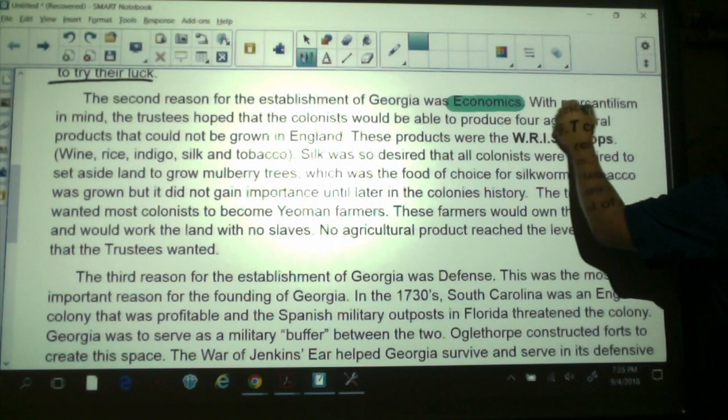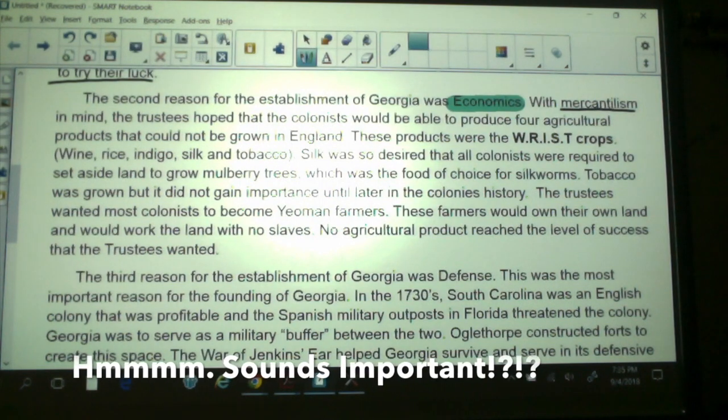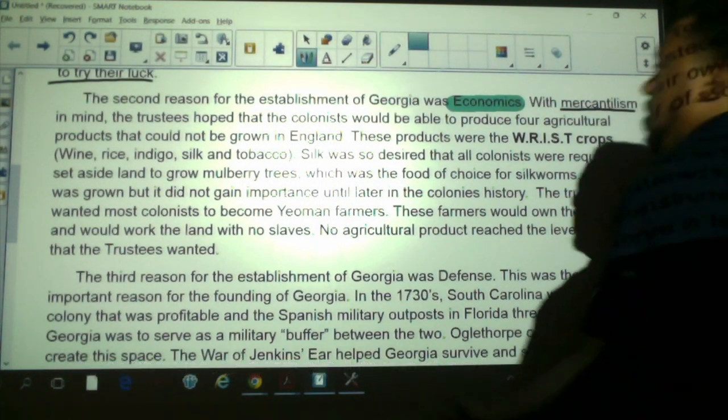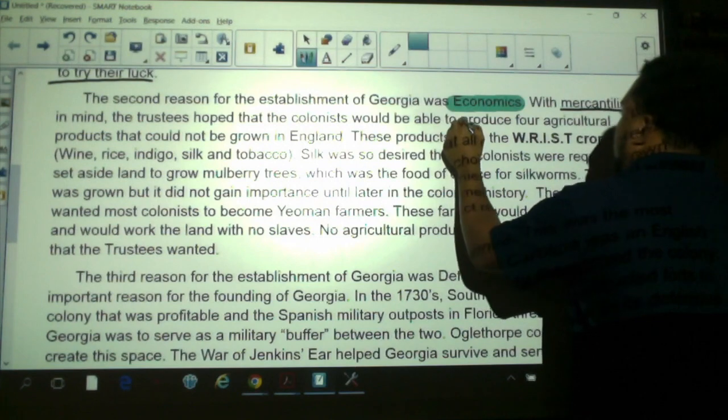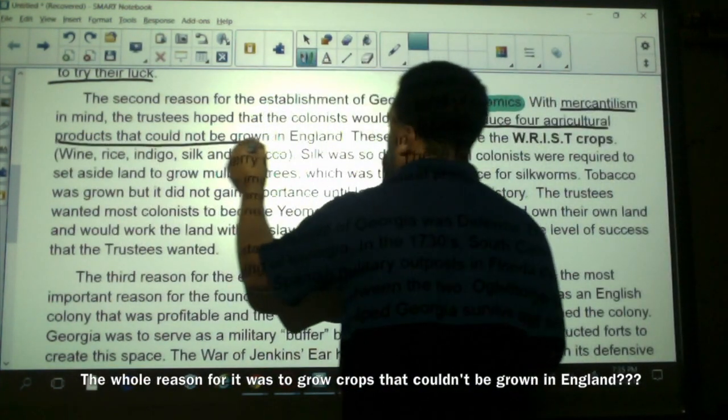All right, we have vocabulary from old AKS popping back up. All right, so with mercantilism in their mind, the trustees hoped that the colonists would be able to produce agricultural crops that could not be grown in England. That seems like that might be important. All right. Produce agricultural products that cannot be grown in England.